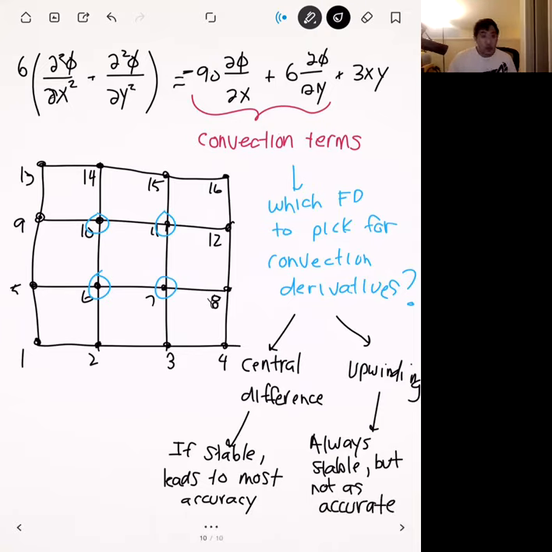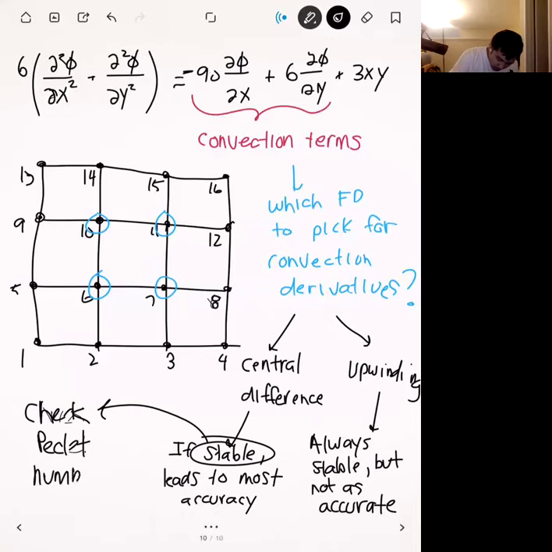Right. And so, in general, what we would prefer is to use a central difference scheme because that leads to a more accurate solution. But the caveat here is, if stable. And the way that we check whether a central difference scheme will be stable or not is that we check the Peclet number. And so let me do that on the next page so that we can decide what we want to do with these convection derivatives.